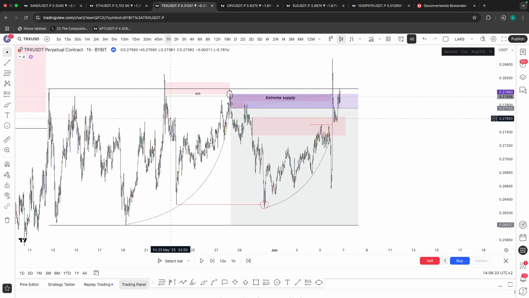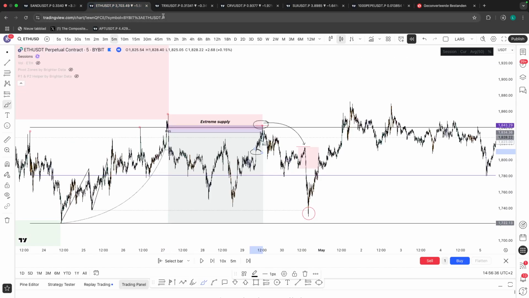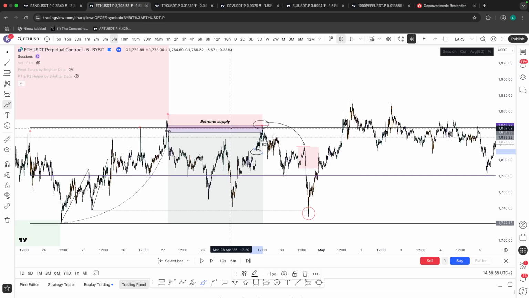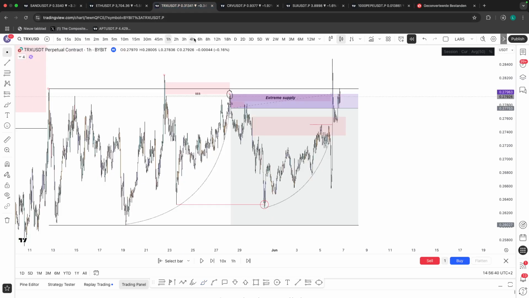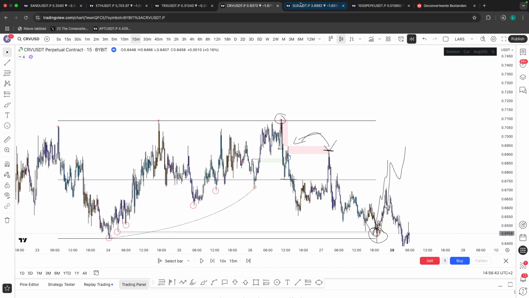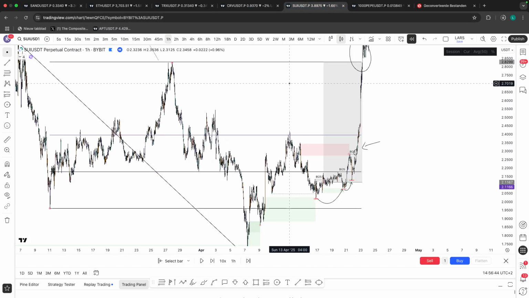And you can see the situations where we are wrong, we are still making money. We're still making money on ETH. We're still making money on TRX. And then CRV played out and SUI also played out. But you can be risk-free so fast. It is amazing. Okay, it is absolutely amazing.